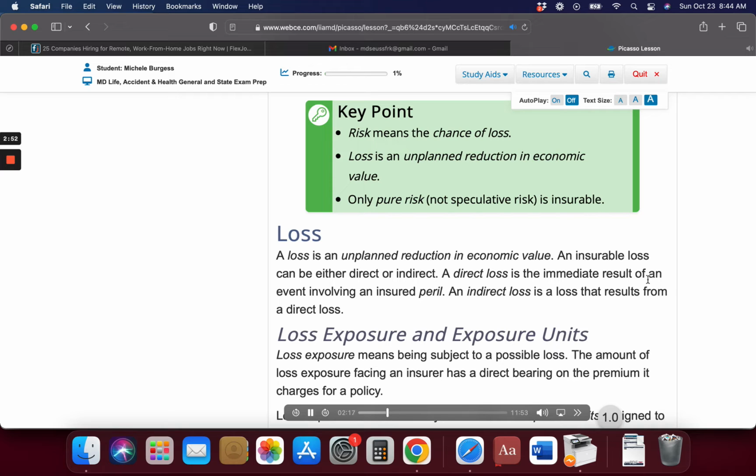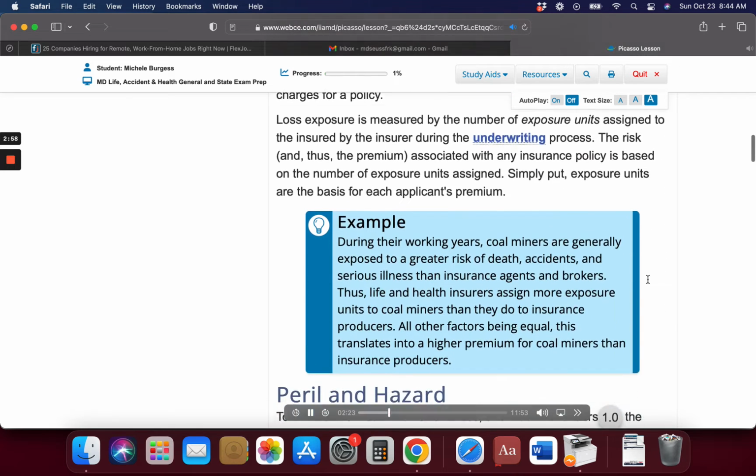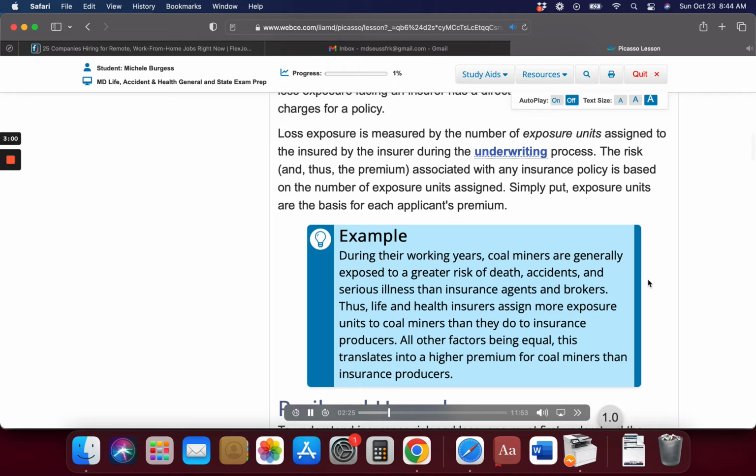The amount of loss exposure facing an insurer has a direct bearing on the premium it charges for a policy. Loss exposure is measured by the number of exposure units assigned to the insured by the insurer during the underwriting process. The risk, and thus the premium, associated with any insurance policy is based on the number of exposure units assigned. Simply put, exposure units are the basis for each applicant's premium.